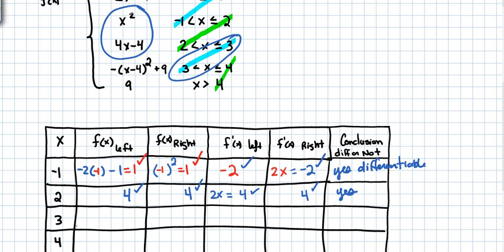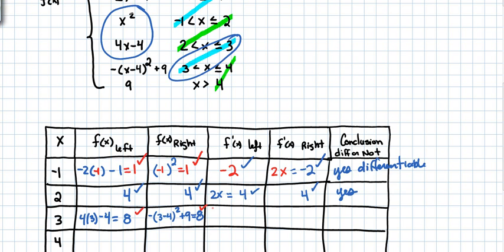Here we have 4 times 3 minus 4 equaling 8. And when we plug 3 into negative 1 times (3 minus 4) all squared plus 9, we similarly get 8. So far we're looking good here too. We match the continuity side. Now let's look at the derivatives.